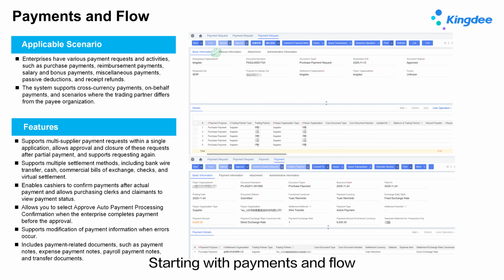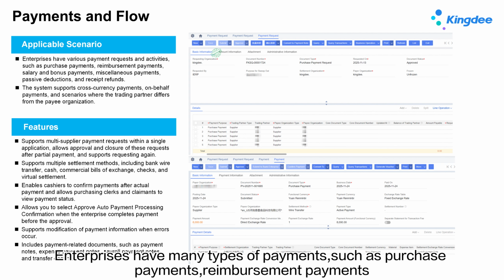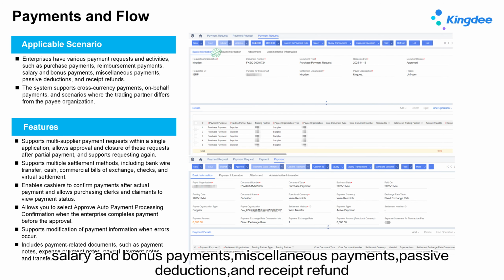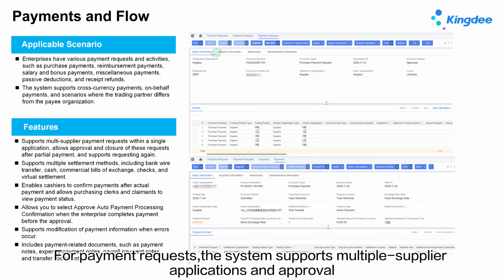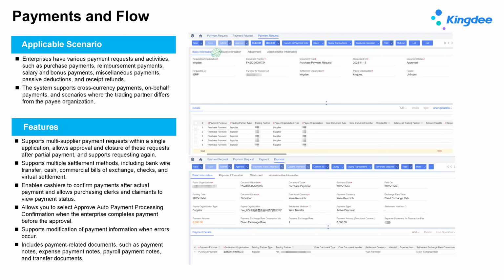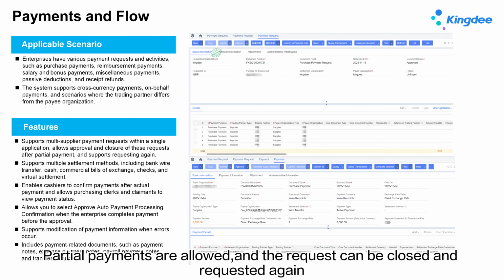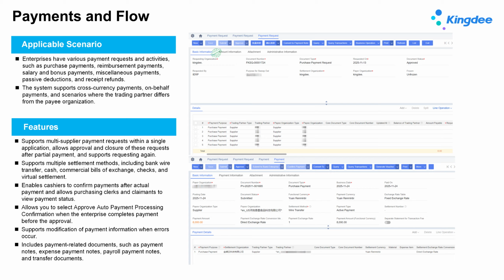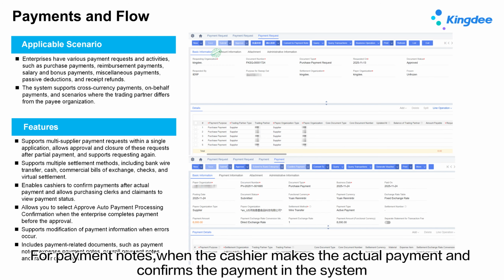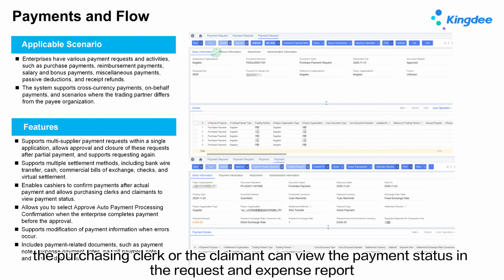Starting with payments and flow. Enterprises have many types of payments, such as purchase payments, reimbursement payments, salary and bonus payments, miscellaneous payments, passive deductions, and receipt refund. For payment requests, the system supports multiple supplier applications and approval. Partial payments are allowed, and the request can be closed and requested again. For payment notes, when the cashier makes the actual payment and confirms the payment in the system, the purchasing clerk or the claimant can view the payment status in the request and expense report.